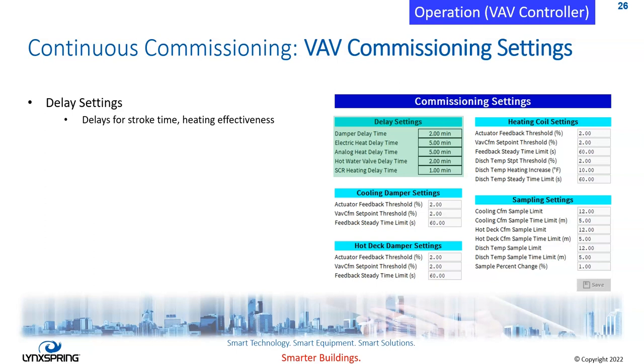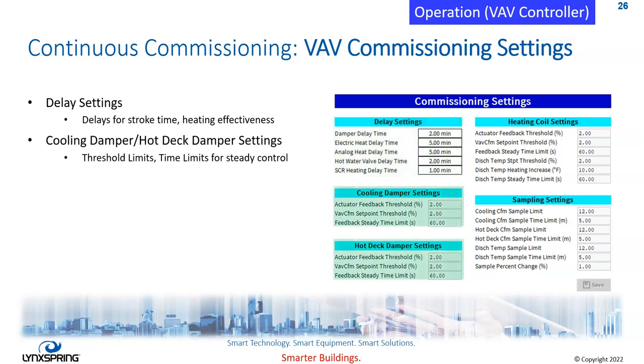The electric heat time delay is to check the difference in discharge air temperature, so a 5-minute delay. Analog heat and hot water valve are all the same, so it's going to be 5 minutes, 2 minutes, and 1 minute before it checks the difference in temperature.